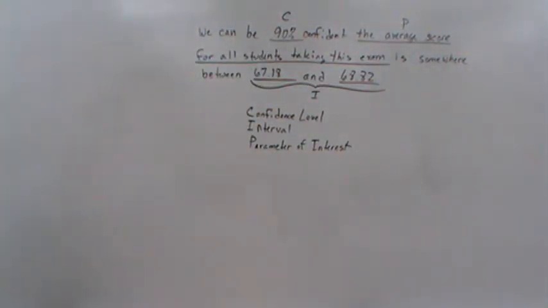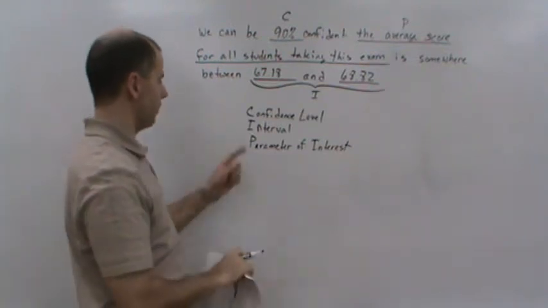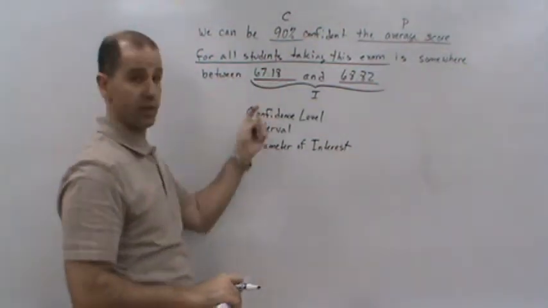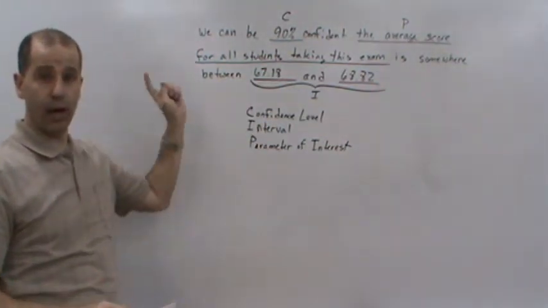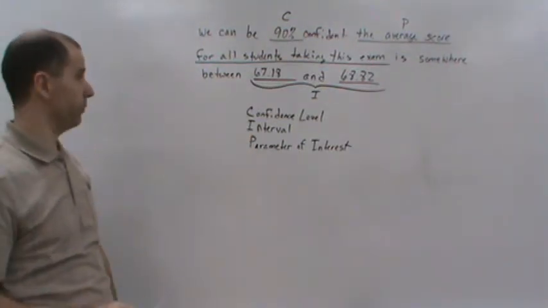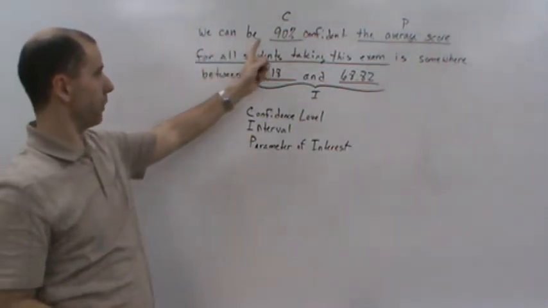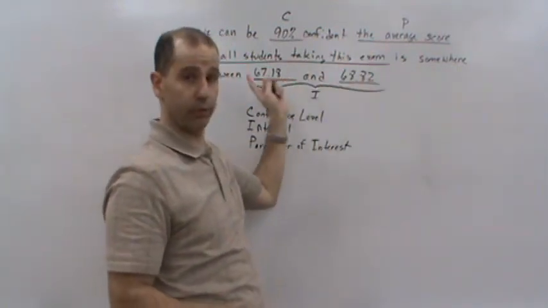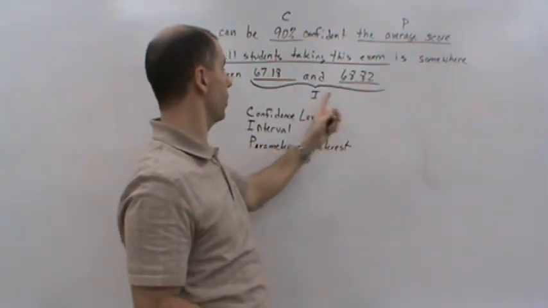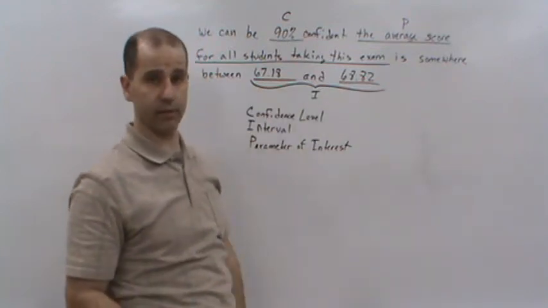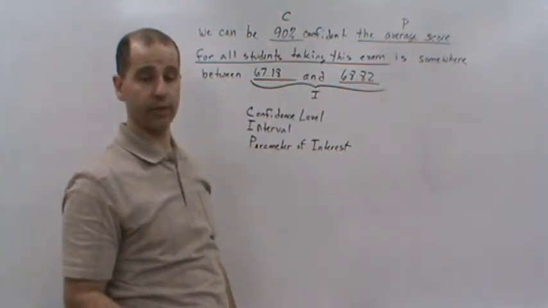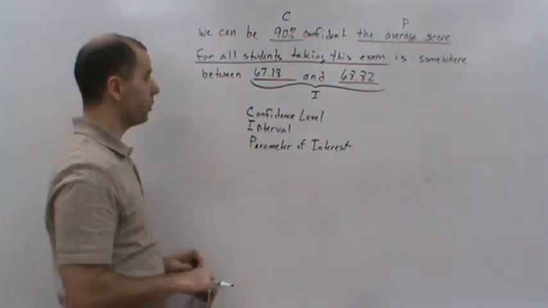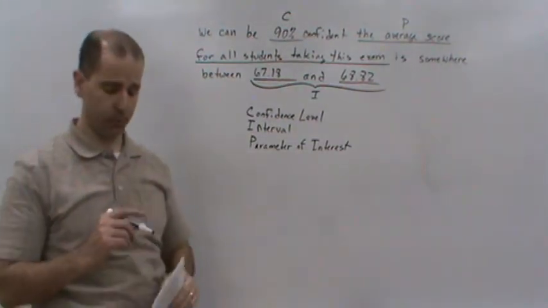This is going to be important, okay? As long as you have these three things in here, which is this template, I would memorize or practice using this template. So we can be blank % confident that the parameter of interest is somewhere between this and this. And that's what you have to do. That's the correct interpretation.